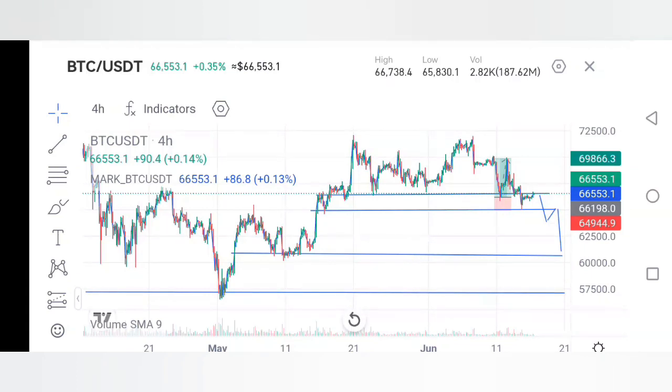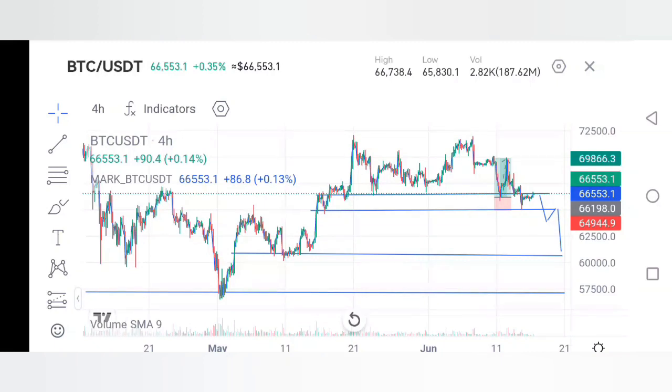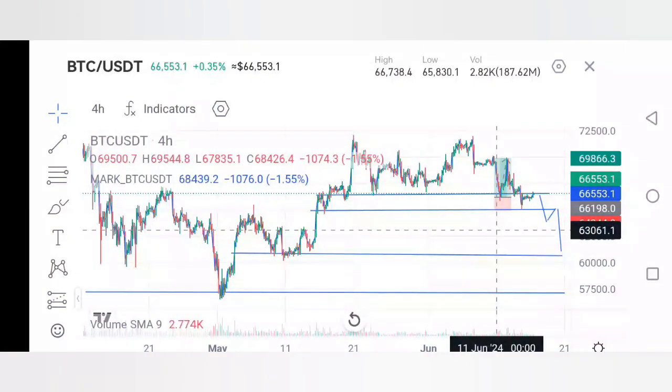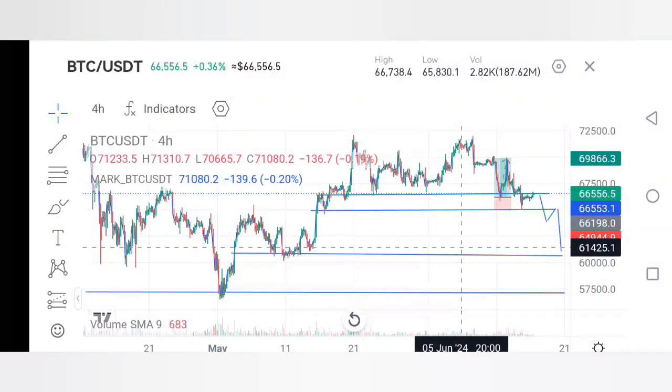Once it breaks past this support level of 65,000, for those who trade short, you could actually make an entry above the current price, a bit above the current price now, which is at 66,553, and then an exit or a take profit within the range of 62,000 to 61,000 USD, right?